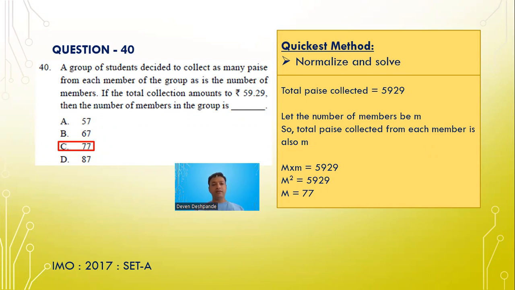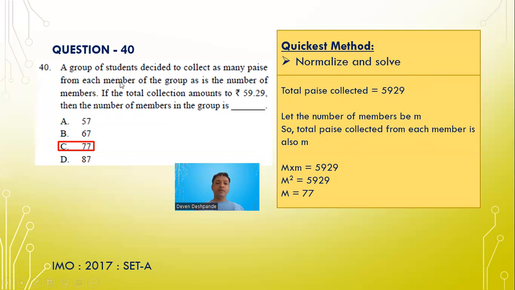If the total collection is 59.29 rupees, then the total members. Again, the total paise collected is 59.29 rupees. So when you convert that to paise, 59.29 into 100, so 5929. So let the total members be M, isn't it? So total members be M, and number of members into number of paise will be the total paise.